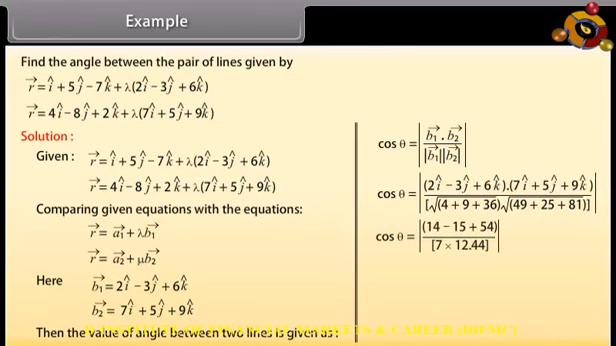Cos theta equals modulus of (14 minus 15 plus 54) divided by 7 into 12.44, which equals modulus of 53 by 87.08. Theta equals cos inverse of (53 by 87.08). Theta equals 52.51 degrees.